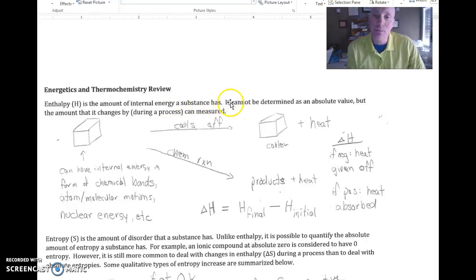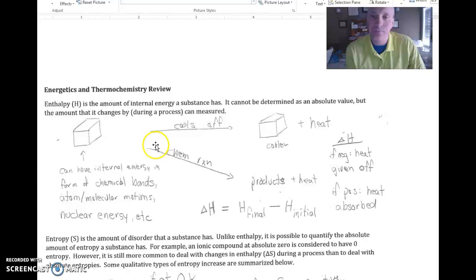One thing about enthalpy is that you can't determine that amount of internal energy as an absolute value. So if I were to say, here's a block of wood, how much total enthalpy does it have? Well, it's pretty much impossible to figure that out. But what we can do is figure out how much its enthalpy changes whenever it undergoes some sort of process.